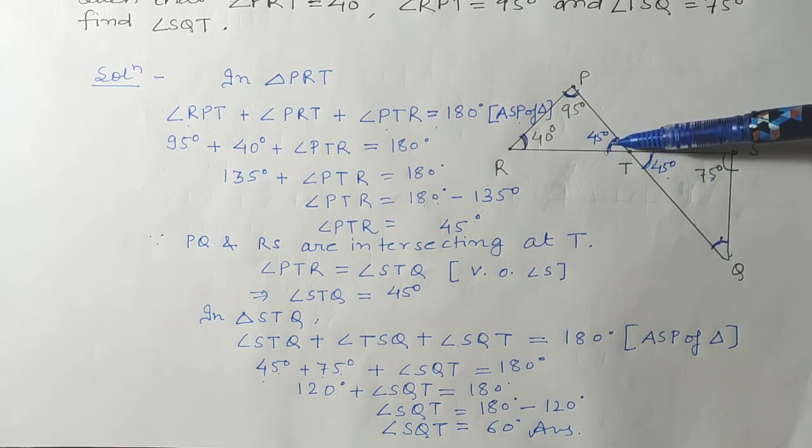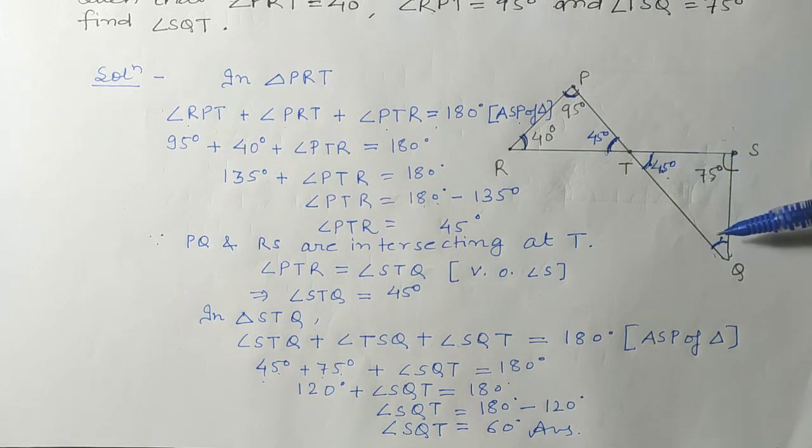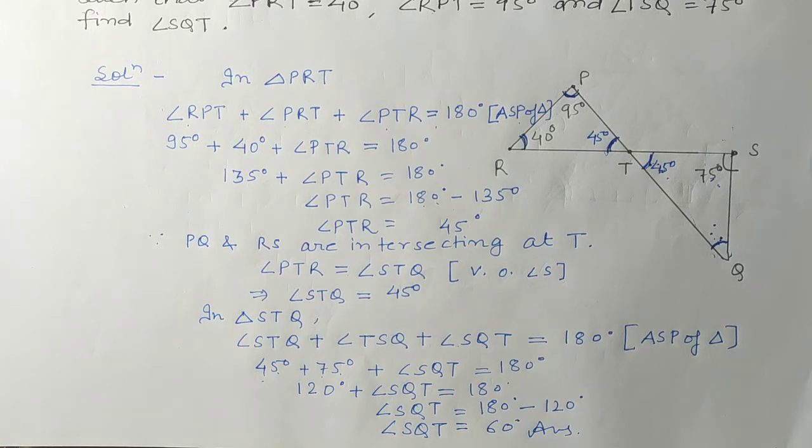If this is 45 degree, then by the criteria of vertically opposite angles, this angle will also be equal to 45 degree. Okay, now in this triangle we have two known values and one unknown value. So from the two known values and the angle sum property, we can find the unknown angle of this triangle. Okay, so this angle is 60 degree. So just pause the video and note it down.